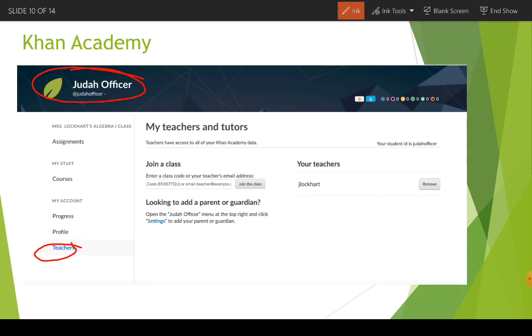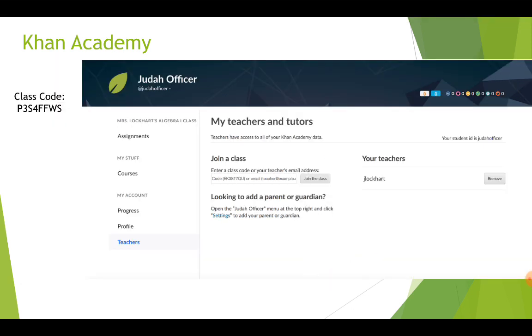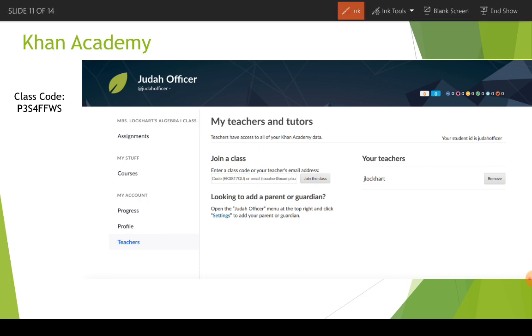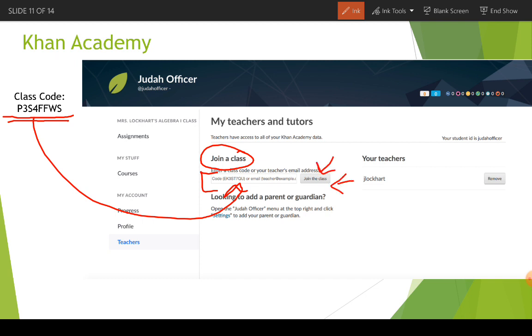Let's see if I can pull it up. I'll actually have it on the next screen. I'm tripping. So here's the class code. The class code is P3S4FFWS. Okay. So you want to type that into the join class section right here. Then, once you type in the code in this box, you're going to click join the class.